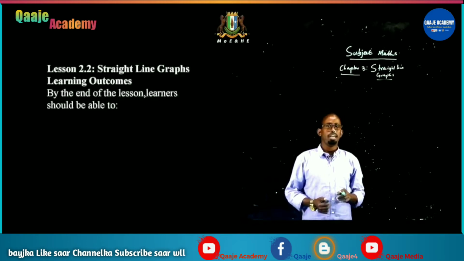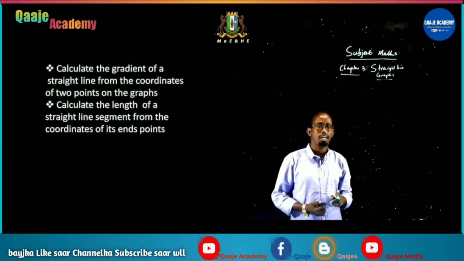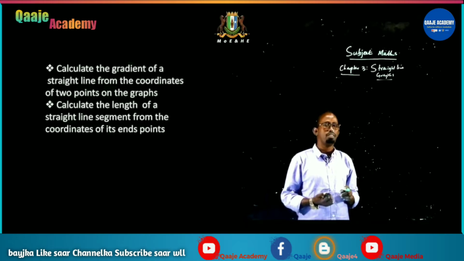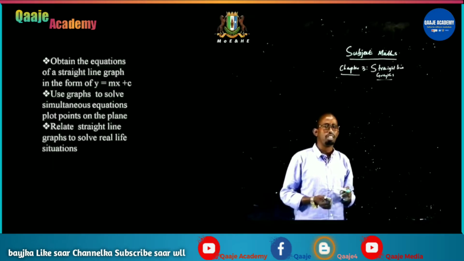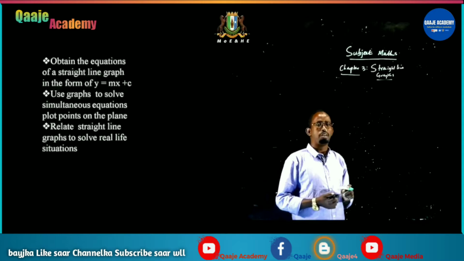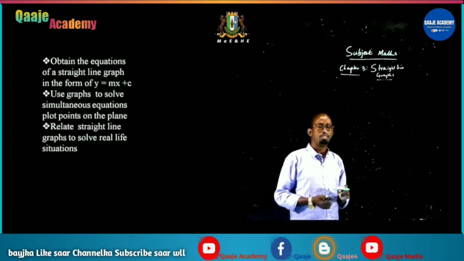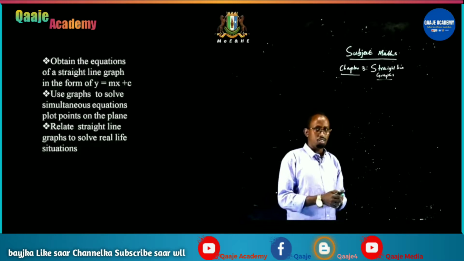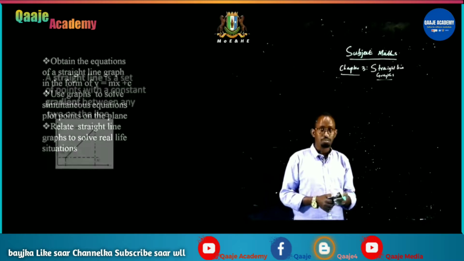Learning outcomes. By the end of the lesson, learners will be able to calculate the gradient of a straight line from the coordinates of 2 points on the graph, calculate the length of the straight line segment from the coordinates of its endpoints, obtain the equation of a straight line in the form y equals mx plus c, use graphs to solve simultaneous equations, and relate straight line graphs to obtain equations of straight line graphs.